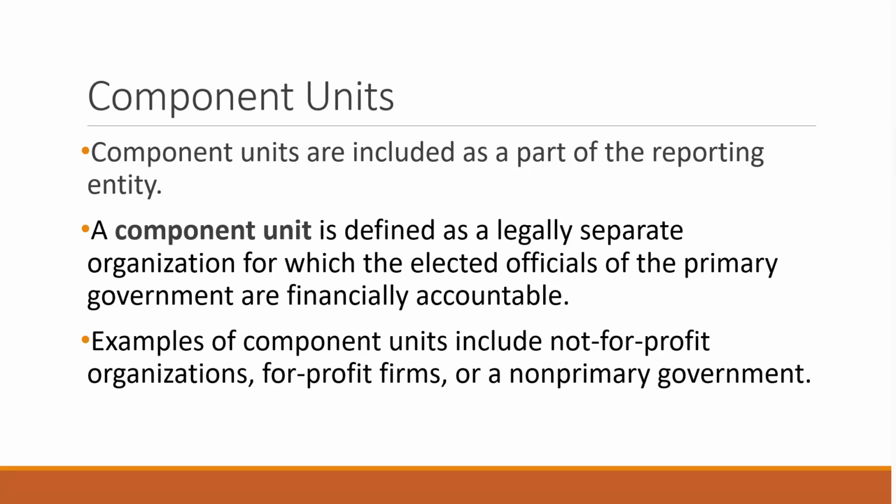Okay, then we have something called component units. So component units are legally separate organizations for which the elected officials of the primary government are financially accountable. Component units can be nonprofit organizations or non-primary government, for-profit firms. Maybe an example where you might have a city government that's financially responsible for a township, which is a legally separate organization. So they're the non-primary government, but they've been combined with the financial statements of the primary government. There's also a test that GASB requires to determine whether there is a component unit relationship between this entity or not.